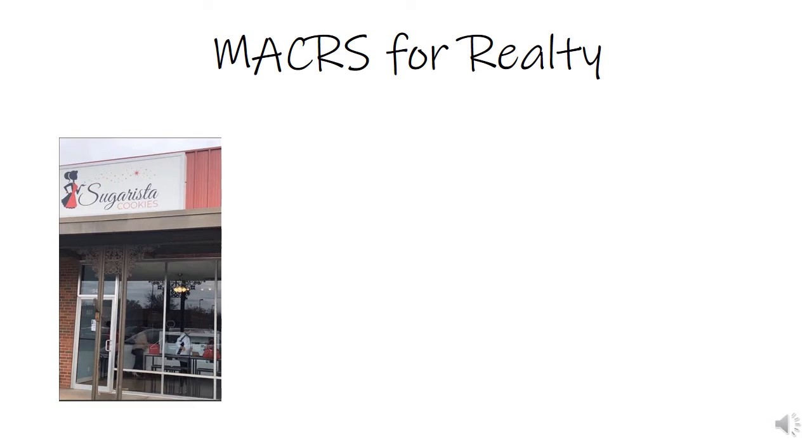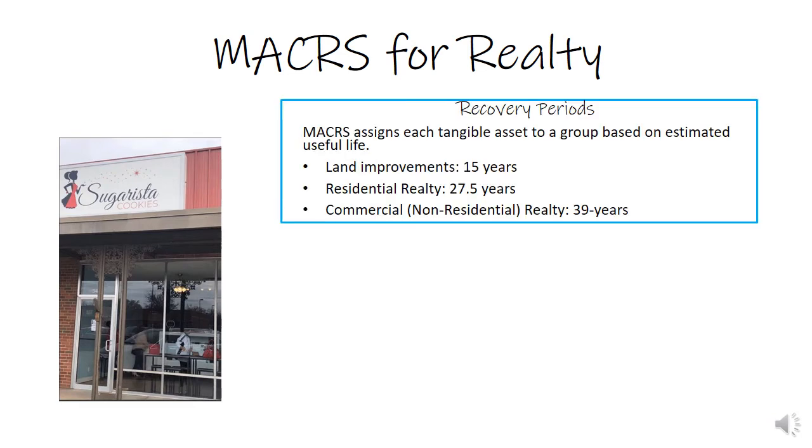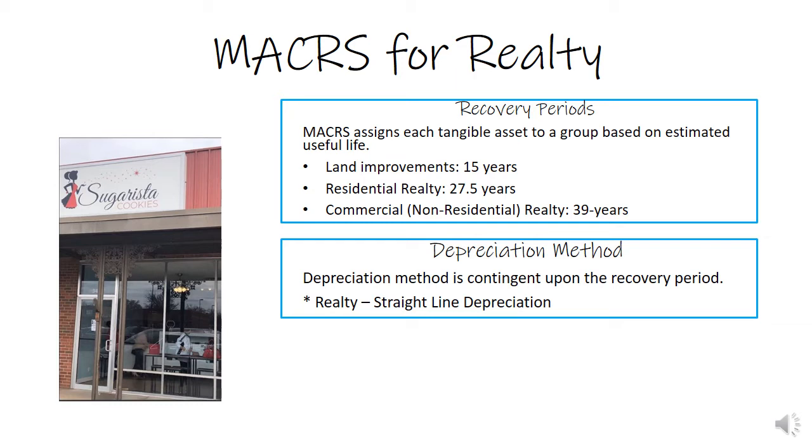The rules for MACRS for realty are similar, but there's a few key differences. Real property has a longer recovery period. Residential realty uses 27.5 years as the lifespan. Commercial property uses 39 years as the lifespan. And land improvements to either of those properties take a 15-year recovery period. For each of the real estate classes, depreciation is straight line based.